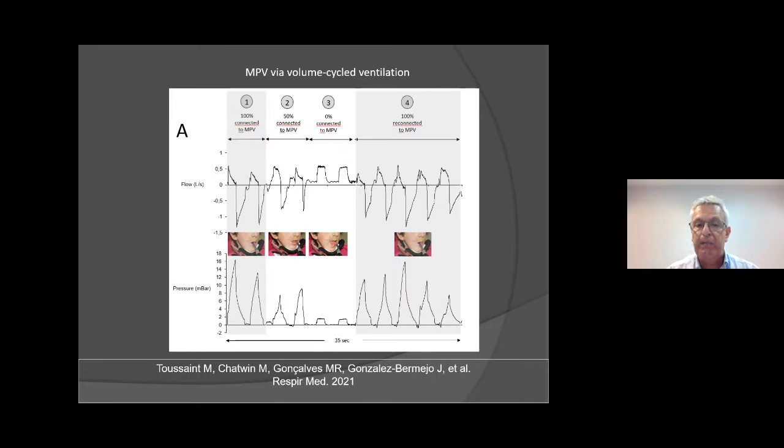So we saw what happens with the pressure. Now what happens with the flow cycle ventilation. Again, you see point 1, 2, 3, and 4. Again, point 1 and 4 are those moments where the patient is totally connected and pursing the lips.